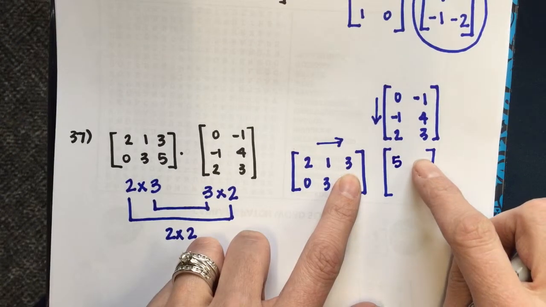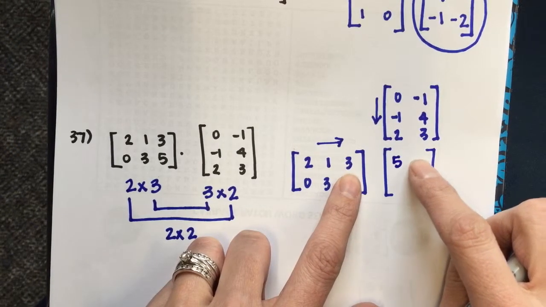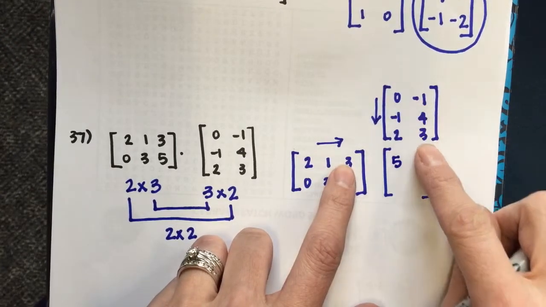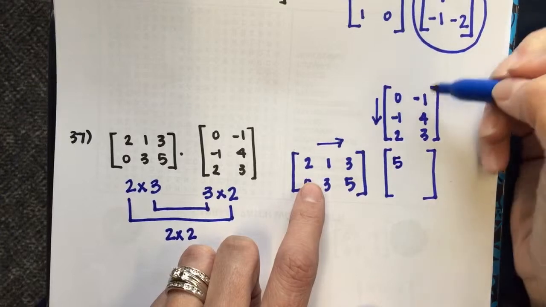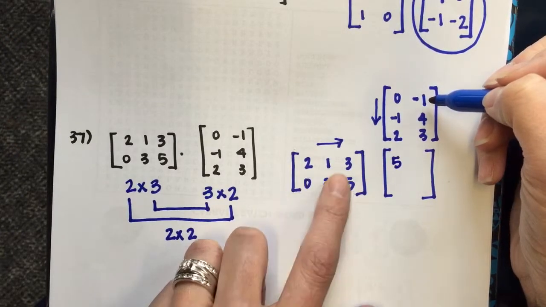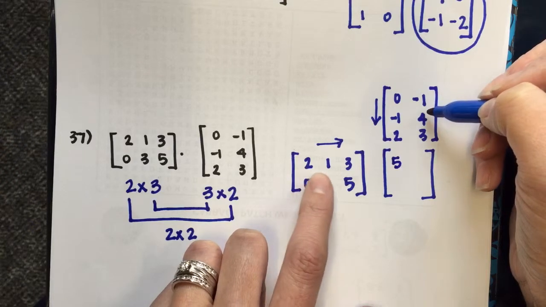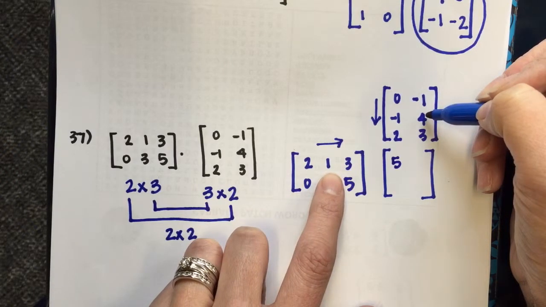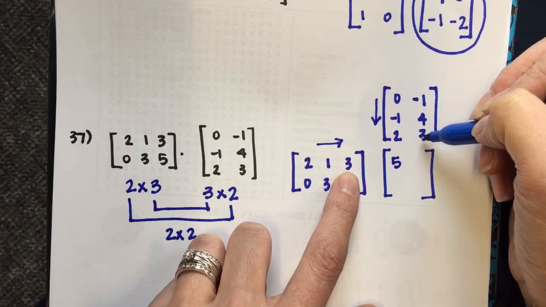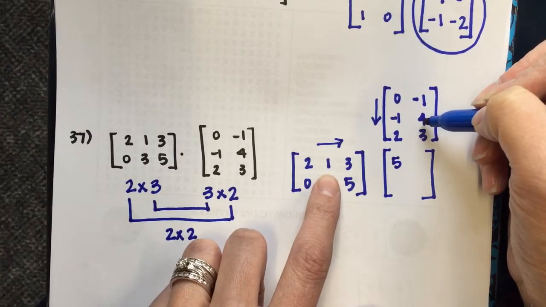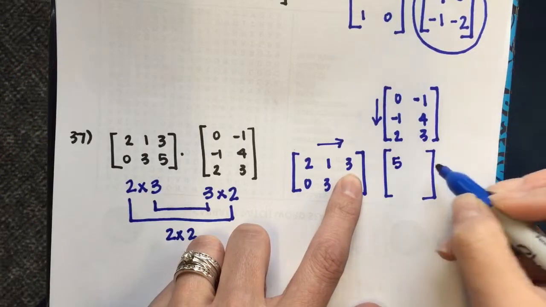So now I want to find the spot that's in the top row, right-hand side. So I'm going to multiply the top row by the right column. 2 times negative 1, remember row by column. 2 times negative 1 is negative 2, plus 1 times 4 is 4, plus 3 times 3. So negative 2 plus 4 is 2, plus 9 is 11.